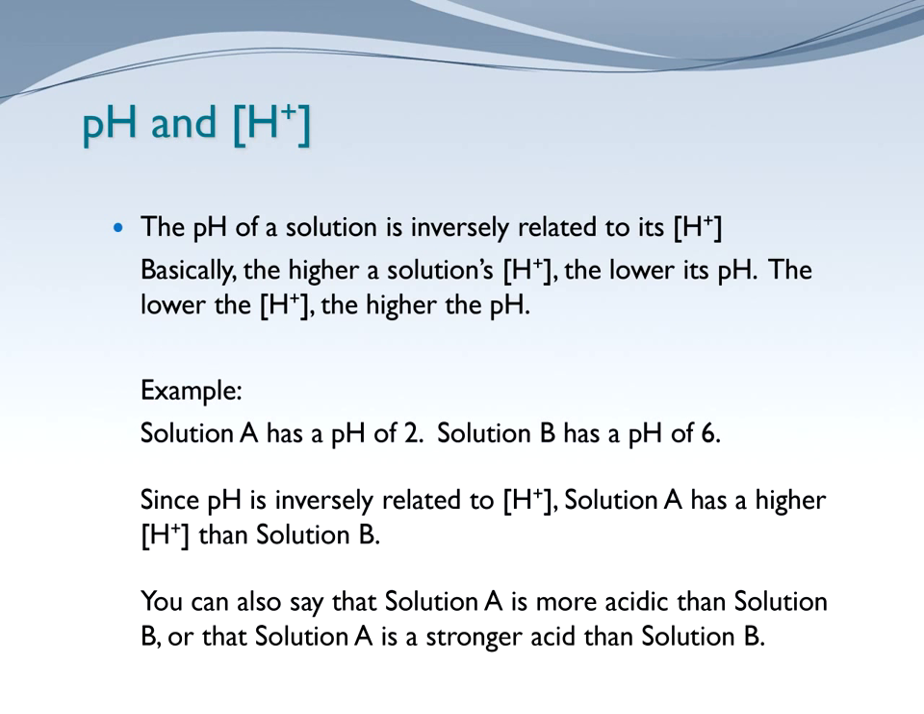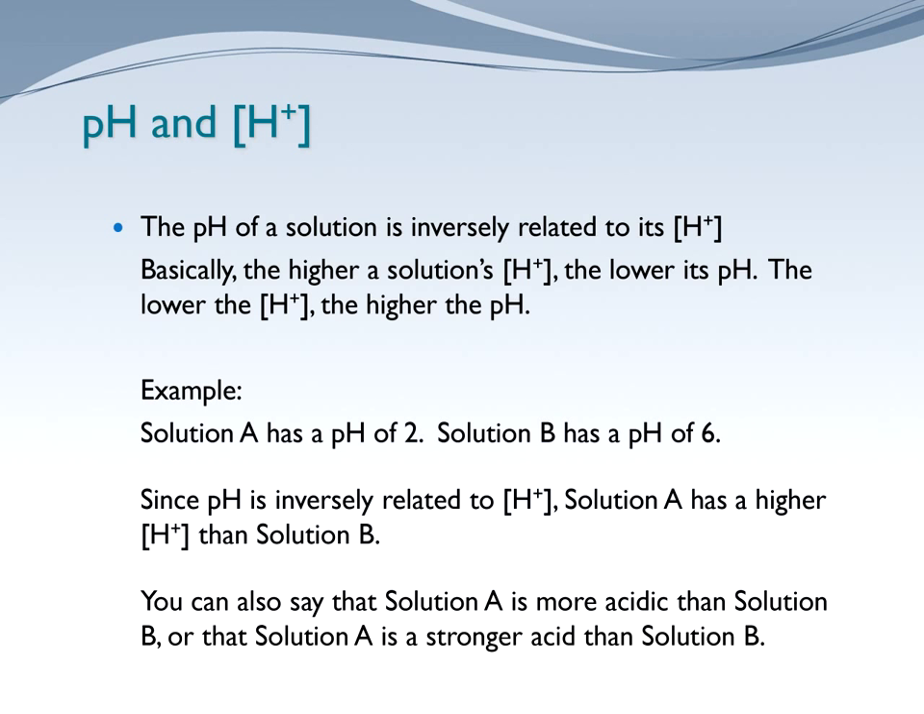Remember that the pH of a solution is a measurement of its hydrogen ion concentration. It is an inverse relationship. The higher a solution's hydrogen ion concentration, the lower its pH value. Conversely, the lower the hydrogen ion concentration, the higher the pH. This means that a solution that has a pH of 2 will have a higher hydrogen ion concentration than a solution with a pH of 6.